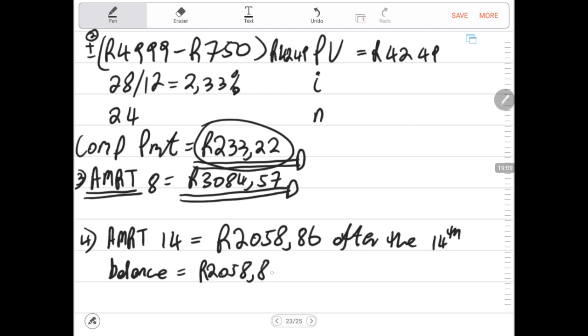2,058 rand 86 cents plus 233 rand 22 cents. Why am I adding? Somebody's wondering, why am I adding back? Let me just explain to you. Remember, there was a balance which we don't know. There was a balance before the 14th payment, and I don't know this balance.